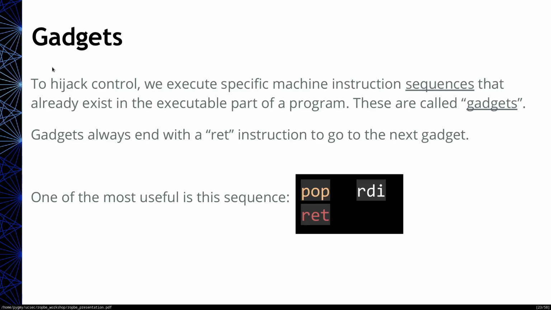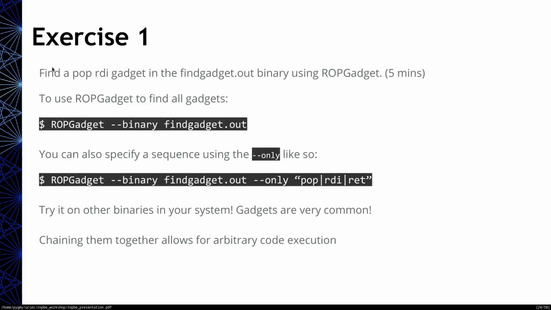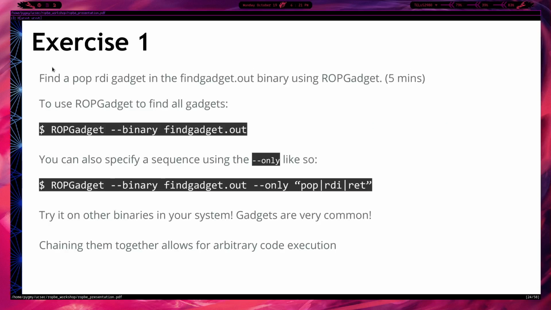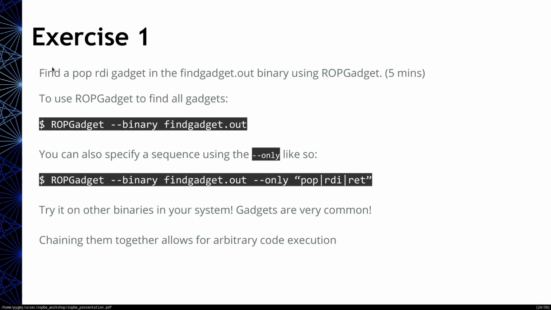Nope. Okay, I will move on. So for exercise 1, I want you guys to just use this thing called ROP gadget. ROP gadget is used to find where these sequences are in the actual binary, the address of where the sequence starts.